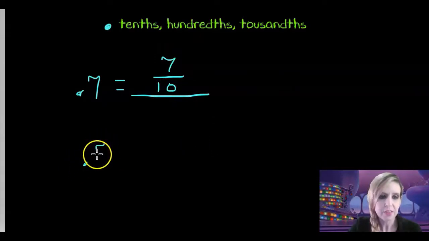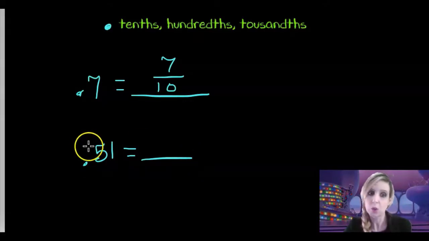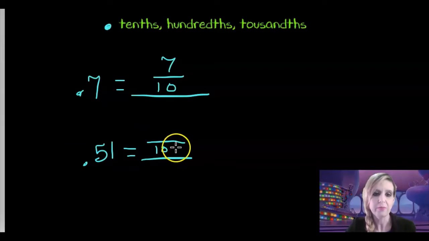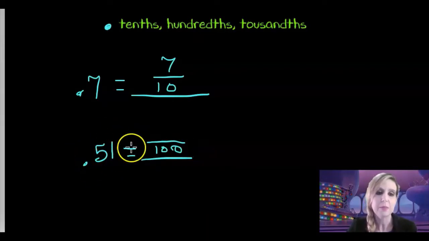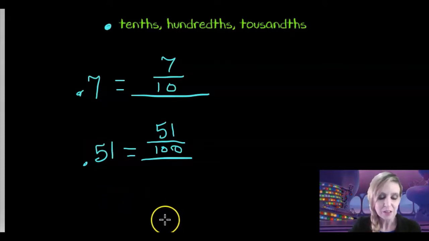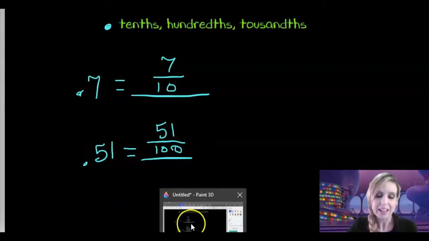Let's take a look at one more. We've got 0.51. How many places do I have? 2. So I'd have 2 zeros. That's 100, because that is the hundredths place. And then I'm just going to write the number above, 51. So 51 hundredths. Okay, so you do C and D by yourself.